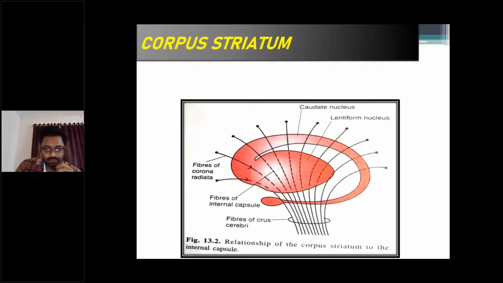So this is the corpus striatum, which includes the caudate nucleus. In this picture, this comma-shaped body is the caudate nucleus, and this is the lentiform nucleus. The lentiform nucleus lies lateral and the caudate nucleus medial. Between them, a band of nerve fibers is called the internal capsule. All of you know the internal capsule is an example of a projection fiber.